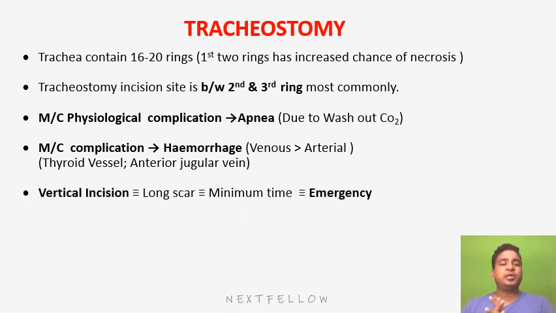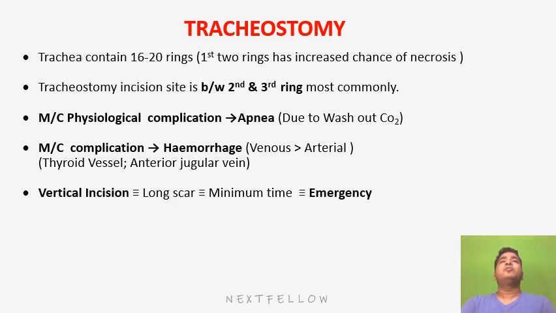Now, the incision we prefer: there are two conditions. Either it is elective, if the patient is continuing on an endotracheal tube, that means the patient was in the ICU and already intubated, so we don't have to hurry. In that case, the incision we prefer is a horizontal incision along the neck crease. What is the advantage? The advantage is cosmetic, because the scar will be minimal, or there will be no scar because it may merge with the neck crease. But the disadvantage is that the time taken for the surgery will be more.